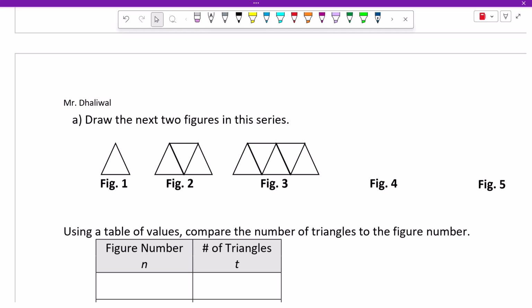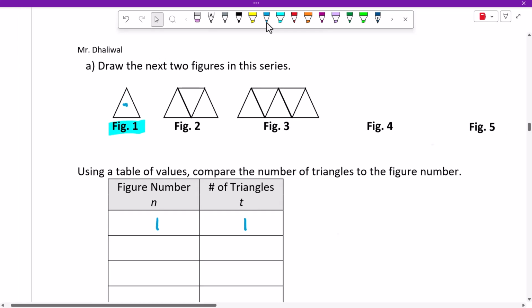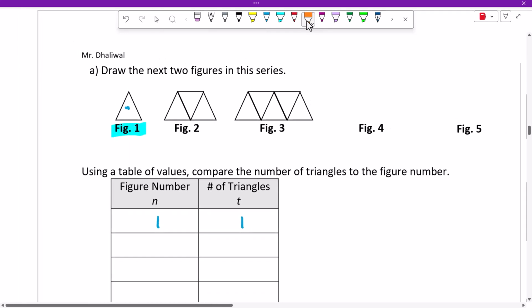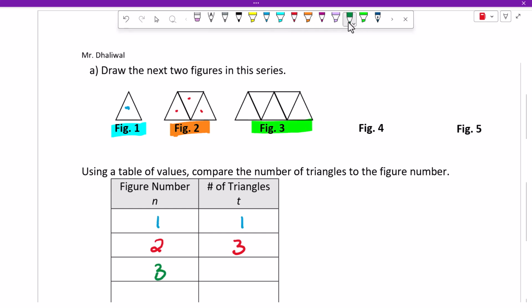So we have our first diagram right here. That's easy. There's only one triangle here. Then we have our second diagram, figure number 2. How many triangles are in that one? 3. 1, 2, 3, like so. Then we have our third diagram here. And that one has 5. 1, 2, 3, 4, 5. Okay, so now we need to draw the fourth one. We won't draw the fifth one.